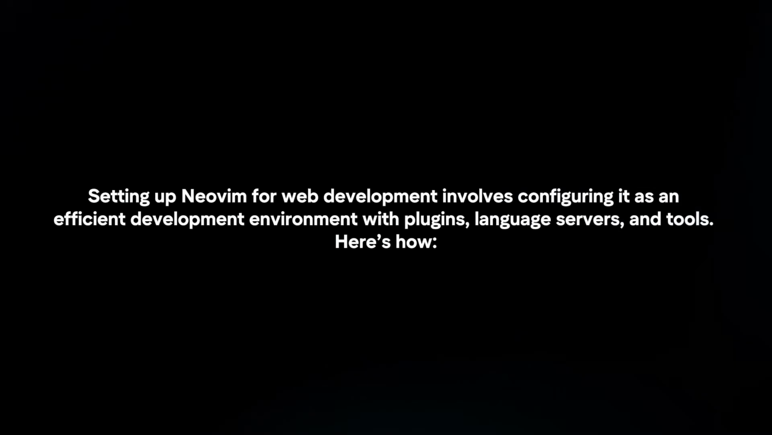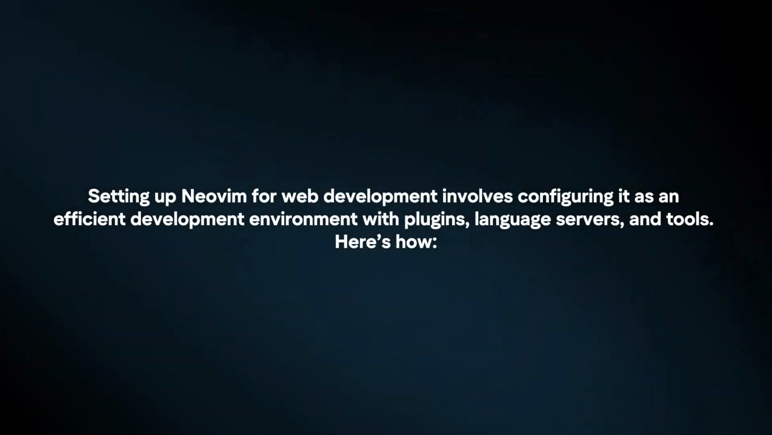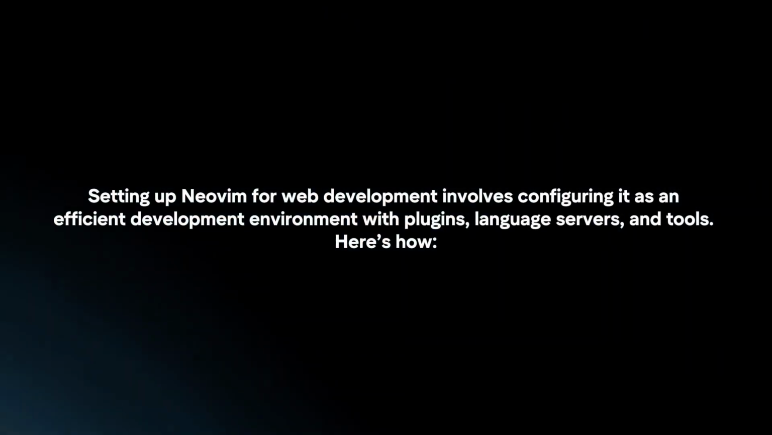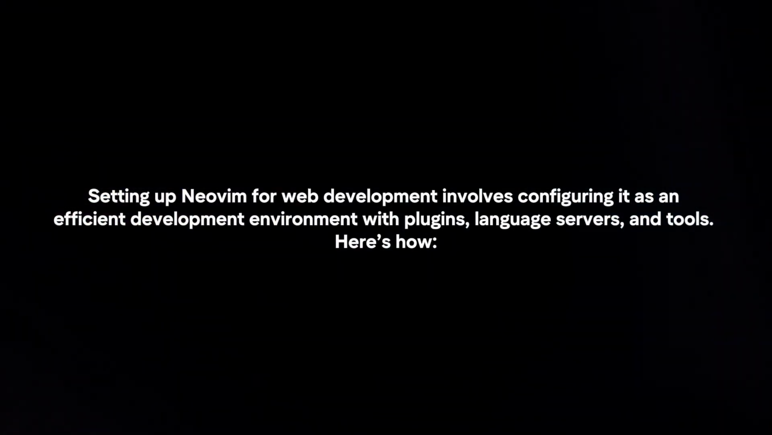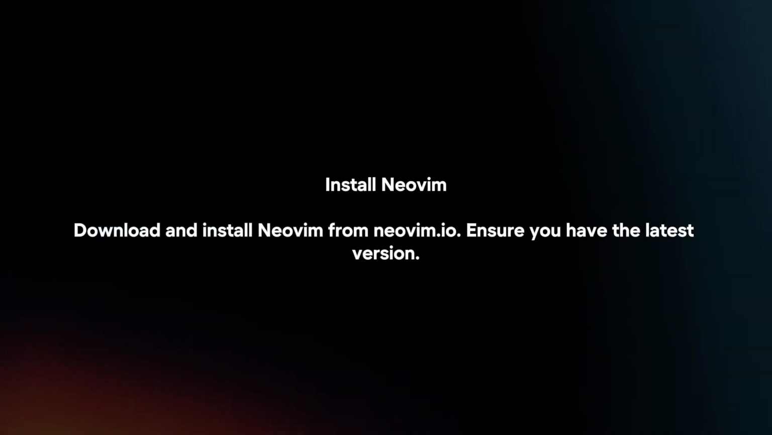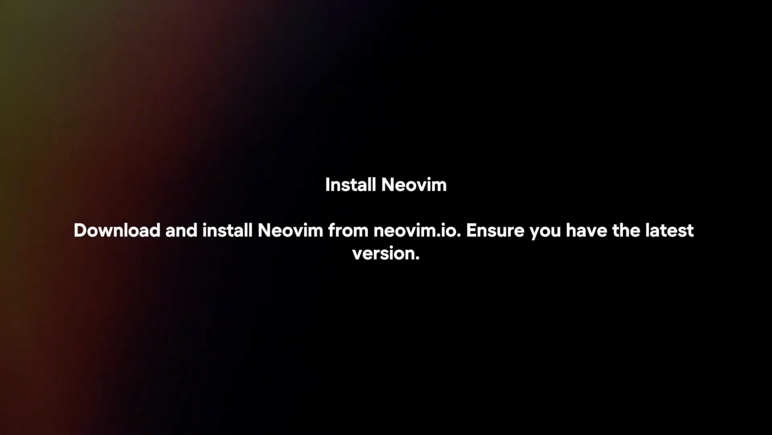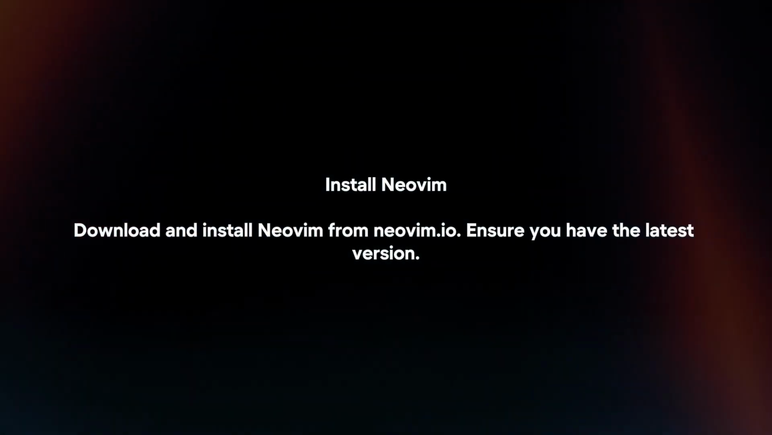Setting up Neovim for web development involves configuring it as an efficient development environment with plugins, language servers, and tools. Here's how. Install Neovim. Download and install Neovim from neovim.io. Ensure you have the latest version.